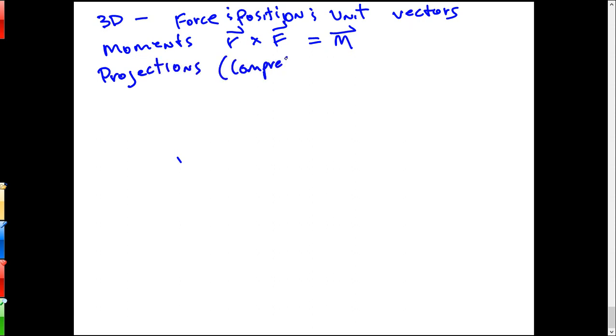Which are compression and tension, right? Those are the words we generally use for that. So if I want to get the force parallel to line AB, what I would do is take the force and dot it with UAB. Now notice, when I do that, I do not get a vector. A dot product is a scalar. Okay?